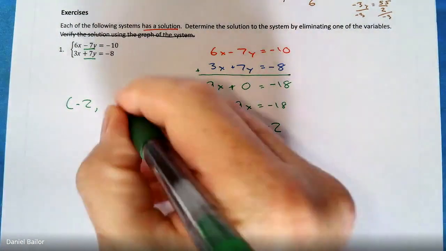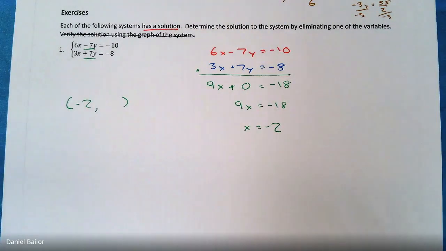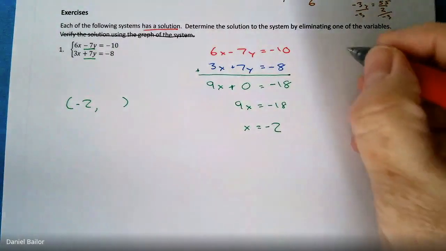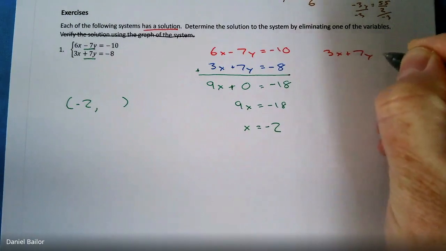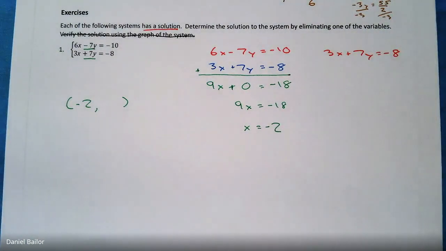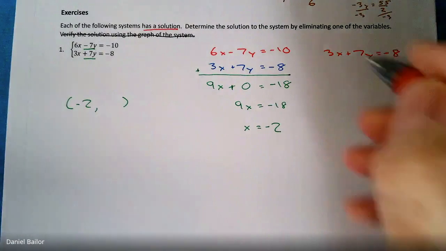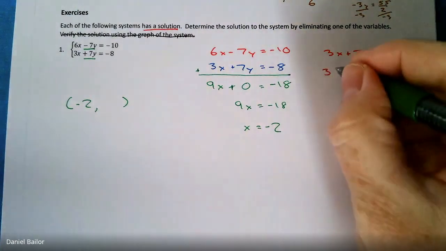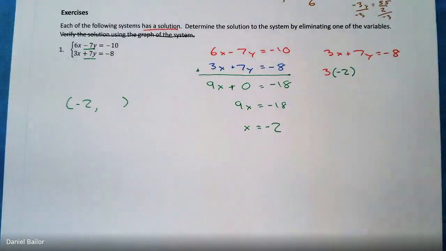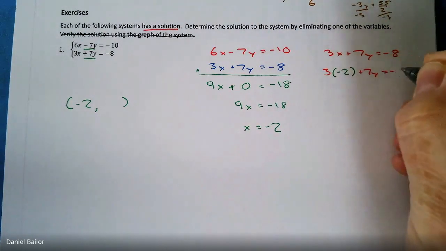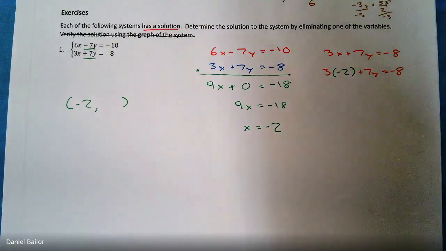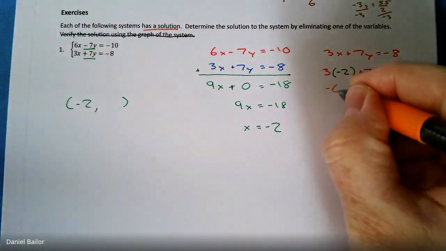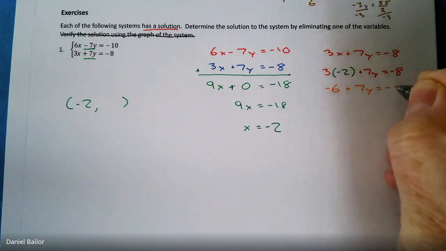To find the y coordinate, we need to take our x and put it back into one of the equations. I don't think it really matters, so I'm just going to do the 3x plus 7y equals -8. You can pick either one. Whichever one you pick, you are going to get the correct answer. But our x goes right here into the equation, and now we have the y variable. Let's solve for the y variable. So we get 3 times -2 is -6, plus 7y equals -8.